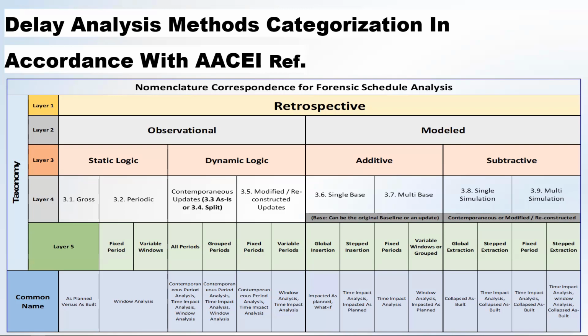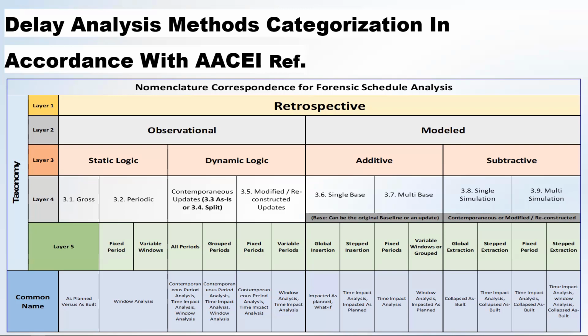In 3.5, modified or reconstructed, they presume that you don't have in the first place any schedule, or have a short schedule or master schedule. So they allow the analyst to create the schedule based on the project records, create the baseline and the updates. Once the analyst has all the information, the as-built, he creates the as-built, he creates the baseline and creates the updates. And once he has this in hand, he starts doing 3.3 or 3.4, 3.3 most probably.